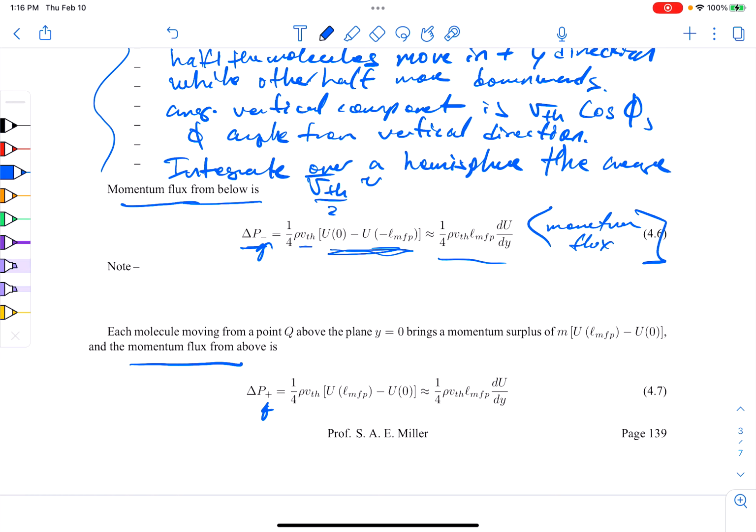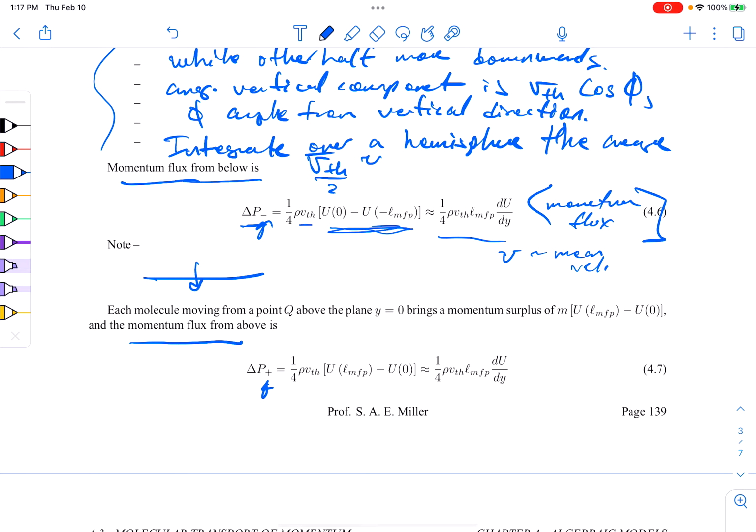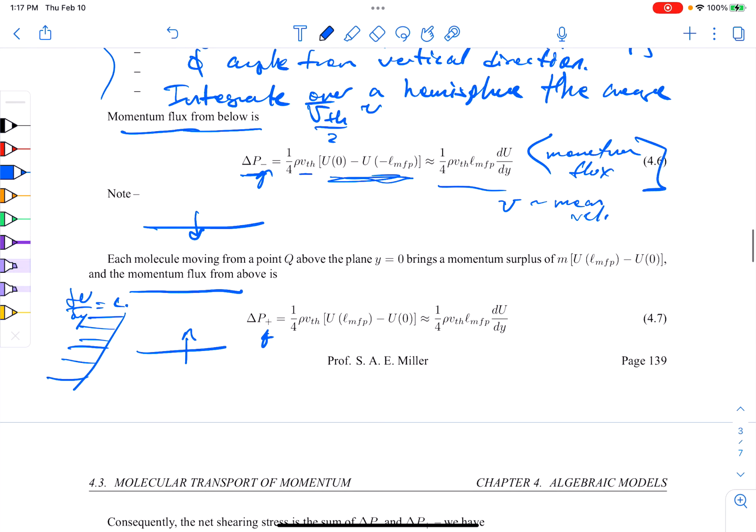It'll be 1/4 times the density times thermal velocity times a length scale, the mean free path, times partial u partial y. And u bar, or capital U, that's the mean velocity as defined in the shear layer, as you see. So we can write these for the momentum flux going down through the surface and up through the surface of the shear layer. Partial u partial y is a constant. Okay, so now we have these two fluxes, and these are actually constructed, which I should note, from a Taylor series expansion, where we've truncated higher order terms.